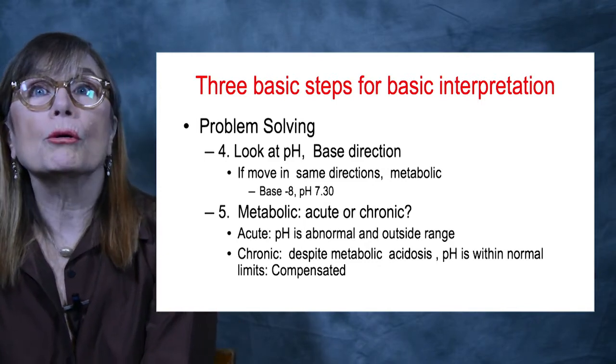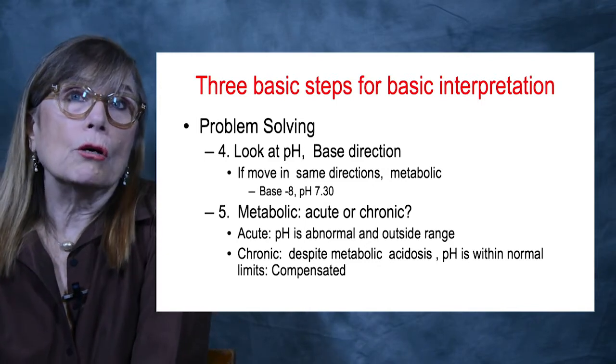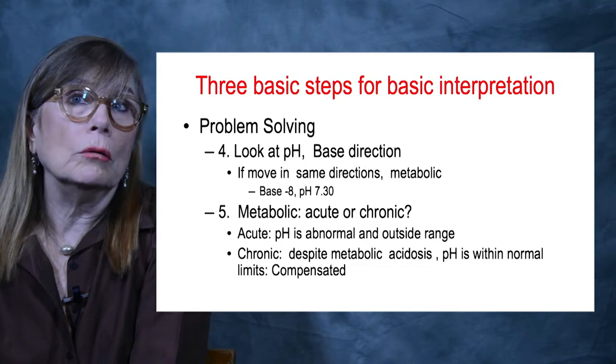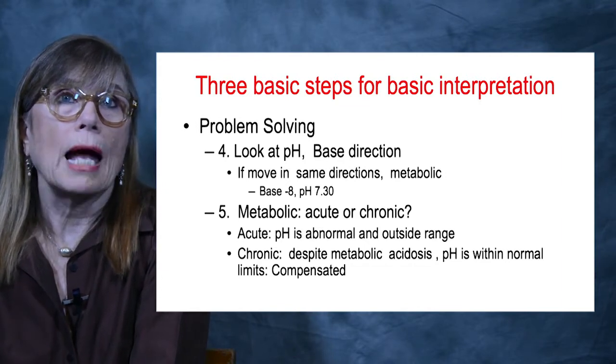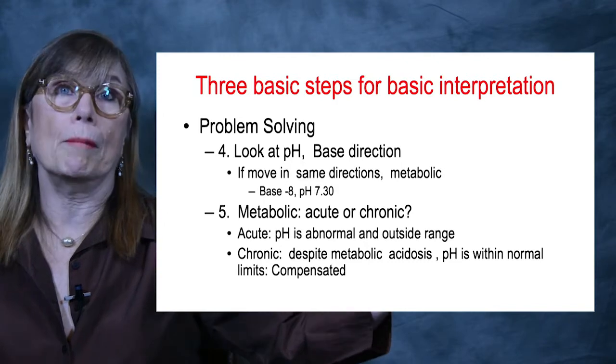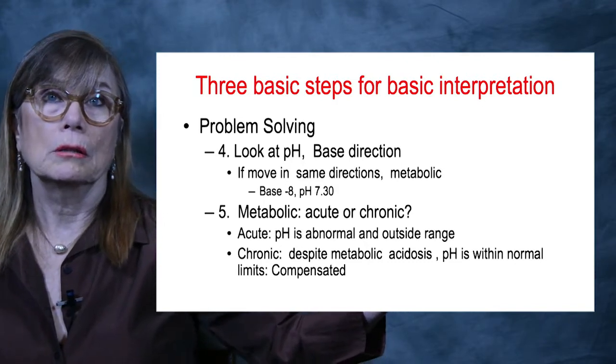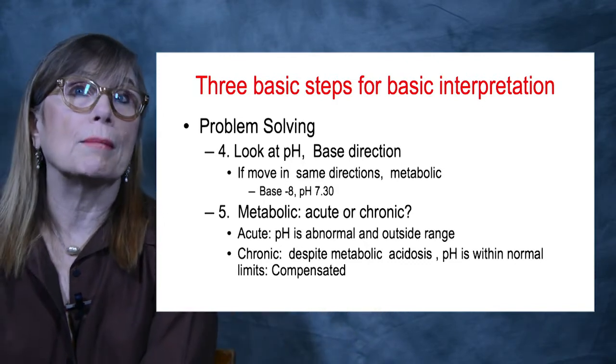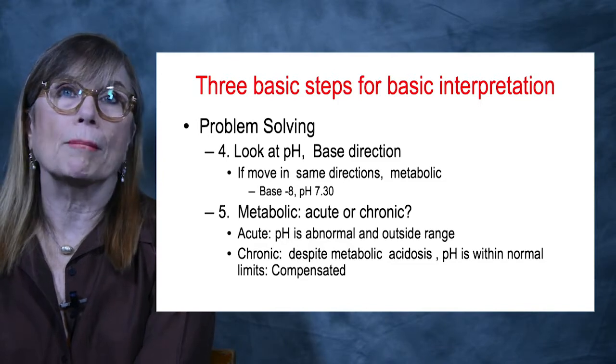Now, is it acute or chronic? Acute means the pH is abnormal and it's outside of range. And chronic means despite a base deficit, the pH is within the normal limits. That means you have to have compensated.